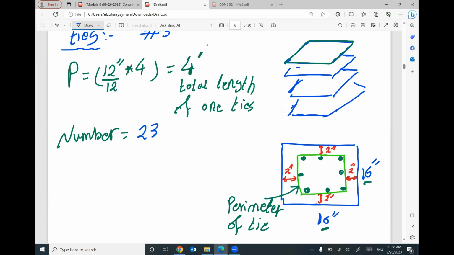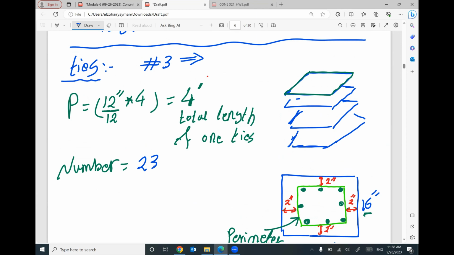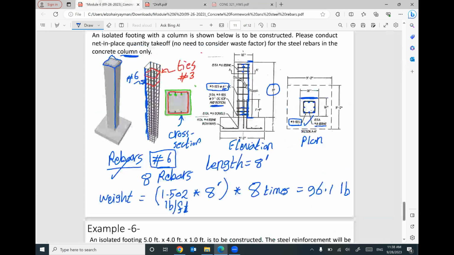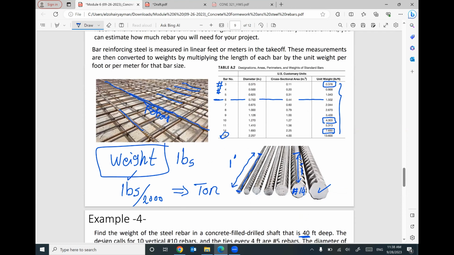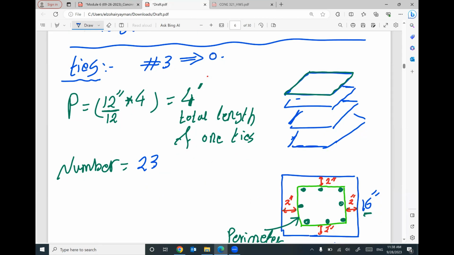So right now, the weight for number 3, go back to the table. For number 3, the weight is 0.376 pound for each unit length. If you multiply this weight for each 1 foot by the total length of 1 tie, it will give you the weight of 1 tie. And then I will multiply this weight for 1 tie by the number of ties, which is 23.